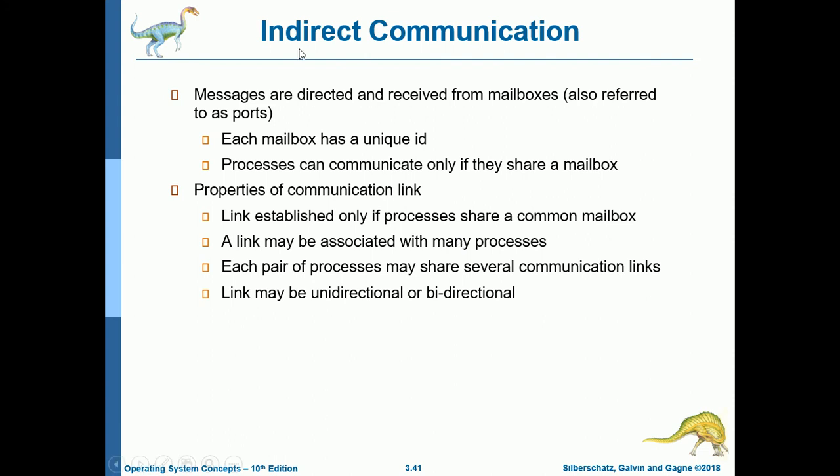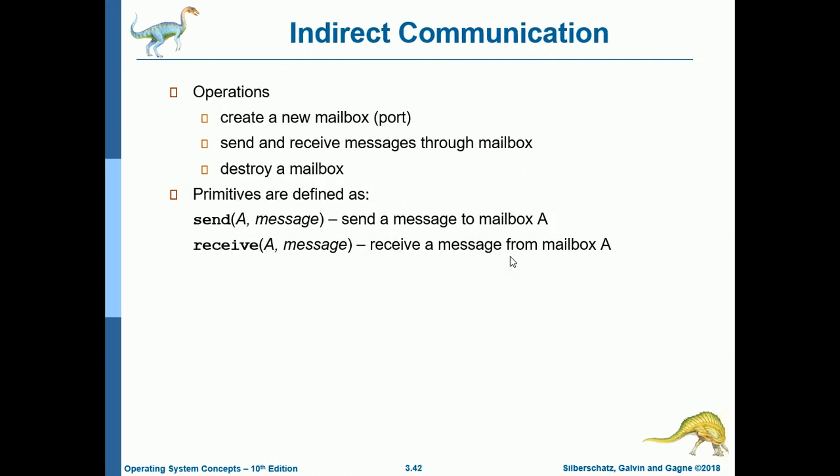With direct communication, it also has limits of one pair. So only two processes can have a link, while with indirect communication, it can have many processes as long as they have the common mailbox. Many processes can share that common mailbox. Each pair of processes may share several communication links, and links may be unidirectional or bidirectional. Operations: create a new mailbox or port, send and receive messages through mailbox, or destroy a mailbox.